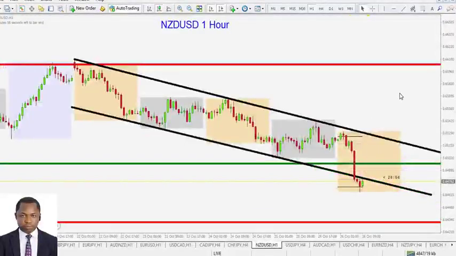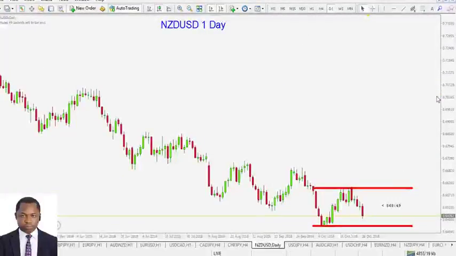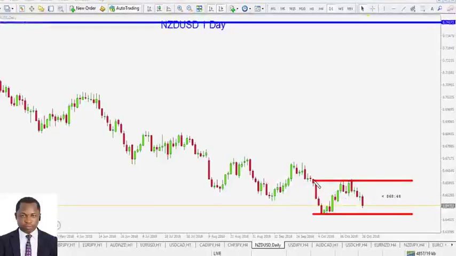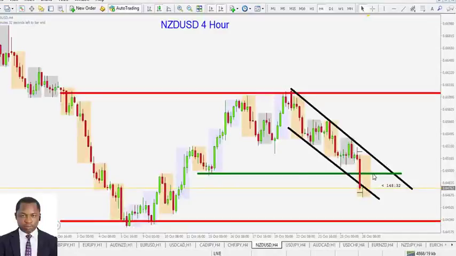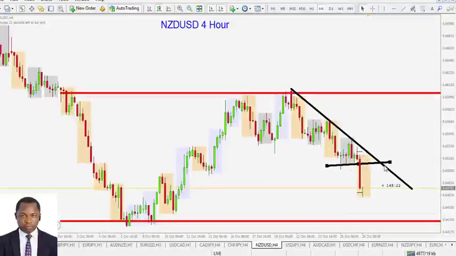New Zealand dollar against the American dollar. This seems to be moving away into a range as well in the daily time frame. Maybe this is going to be a support zone. This is a small range formation here. In the 4 hours time frame, price has broken support level. Let me take this. We can keep this here.